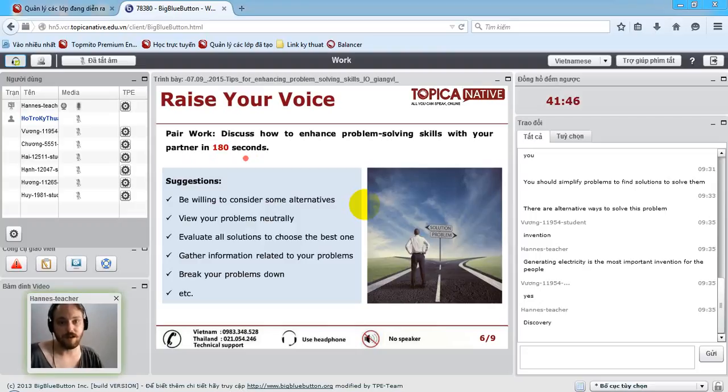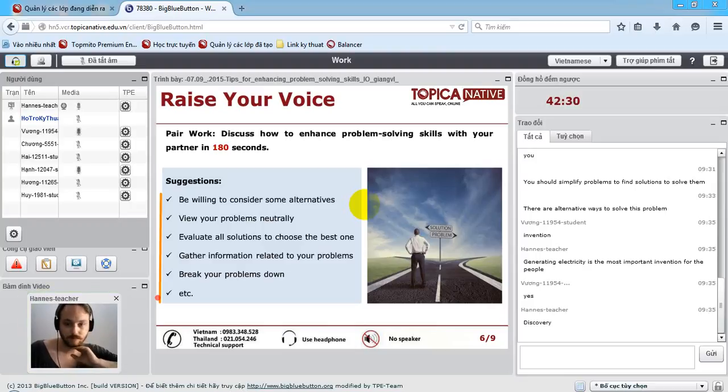So we're going to discuss how to enhance problem-solving skills with each other. So just discuss how to solve problems, basically. There are a few suggestions on the slide that you can use to fill out the discussion or conversation. So just try to create a conversation with each other or a discussion, doesn't matter, and talk as much as you can, basically. So I want to begin with Wung and Han. Can you two begin?